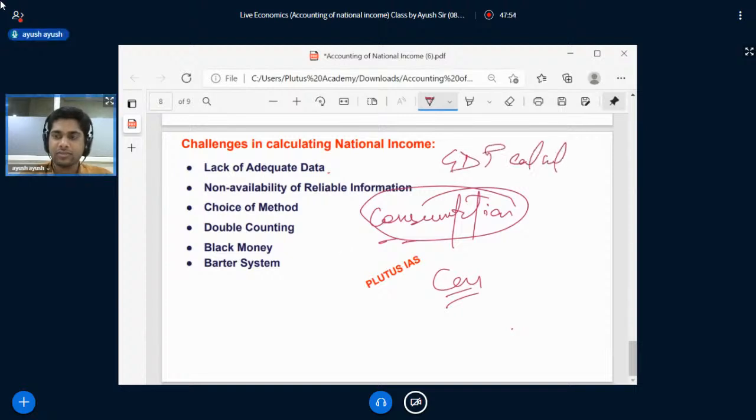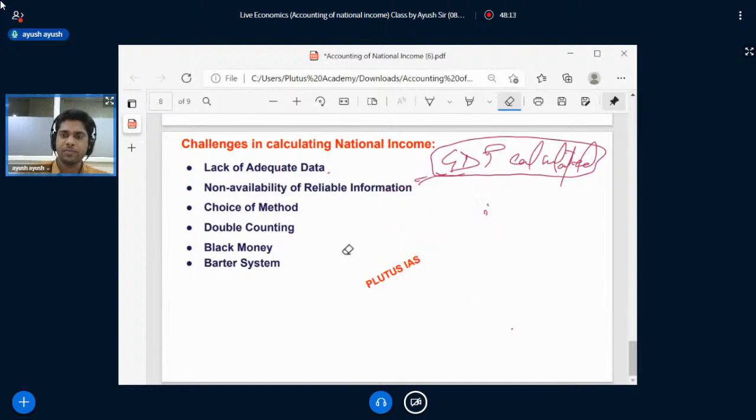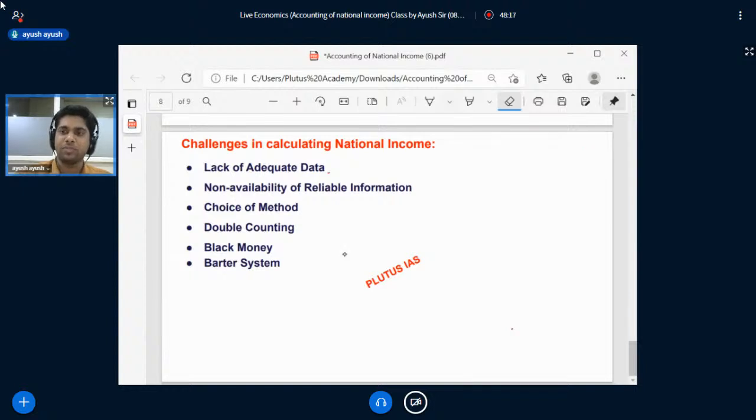याद रहेगा ये? Is this clear to all that how the GDP is calculated? सबको क्लियर हुआ ये कि GDP को किस तरीके से कैलकुलेट किया जाता है? चलो then, very good. Now let's discuss about the types of GDP.